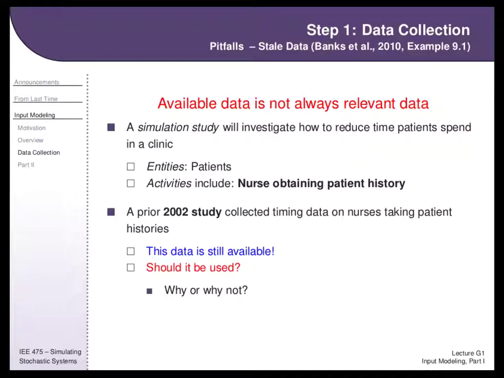I definitely have had examples like this where you talk to somebody in industry and you say to them, I need data on this aspect of your system. It would be great if you would finance a study where we could go out and take data. And they come back and say, well, wait, we already have that data. We did finance a study like this from 2002, from 15 plus years ago. And we have data on exactly what you want. It's perfect. It's serendipitous. We don't need to finance anything. Here is the data. And so the question is, should we use it?